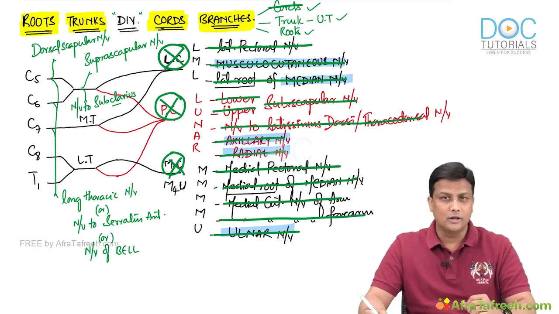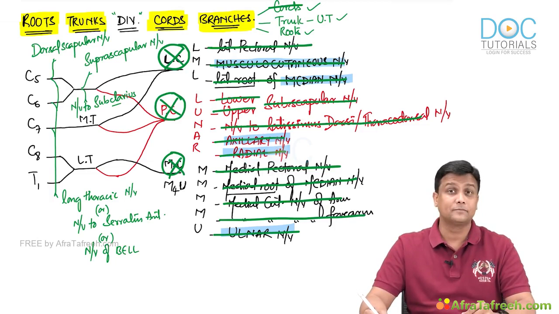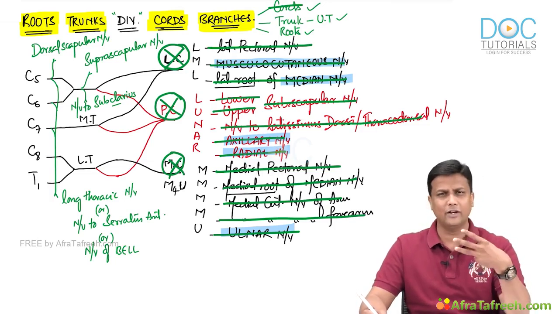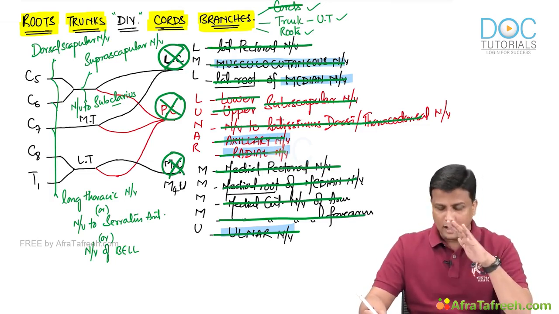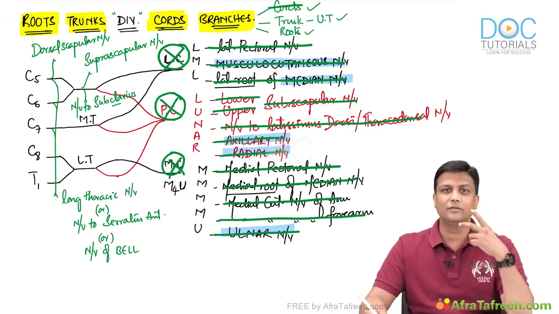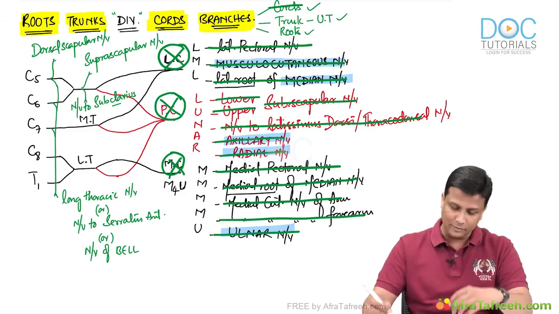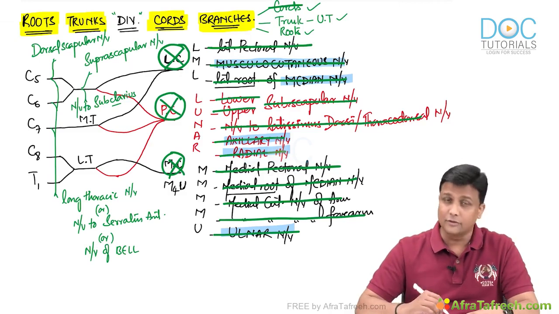So we have done with the cords. Now let us focus on the trunk. How many trunks do you have? You'll be having like 3 trunks, upper trunk, middle trunk and the lower trunk. Out of these 3 trunks, only upper trunk will give you like 2 branches. One will be the suprascapular nerve, another one is nerve to subclavius.